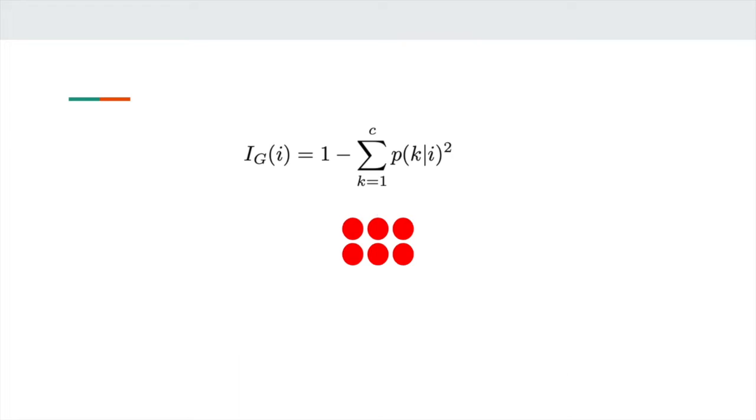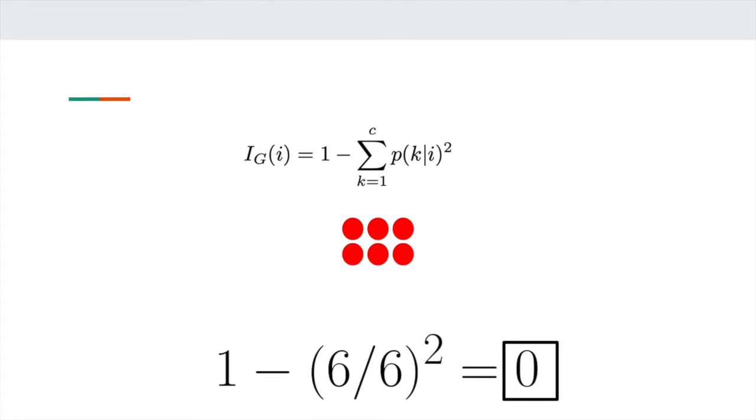And finally, let's calculate the Gini impurity for this data set. As you can see, there's only one class, so hopefully you already go ahead and try. So hopefully you got this answer, where since there's only one class, the probability that you pick a red ball is 6 out of 6, and so that's just 1, and then when you subtract that, it's 0.